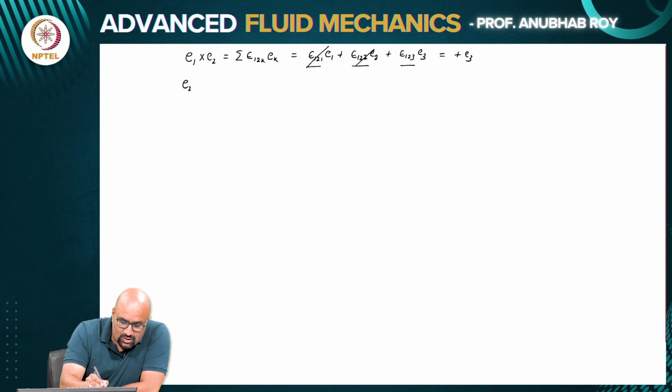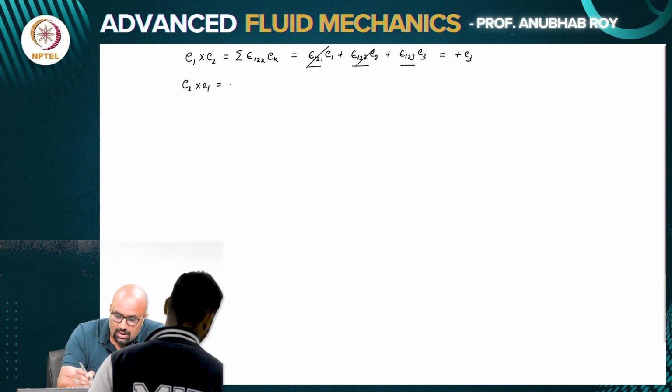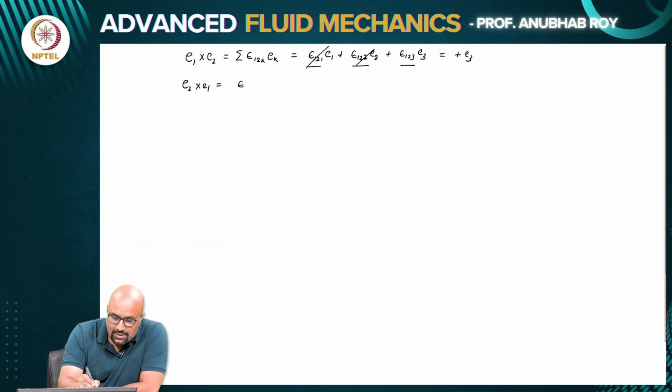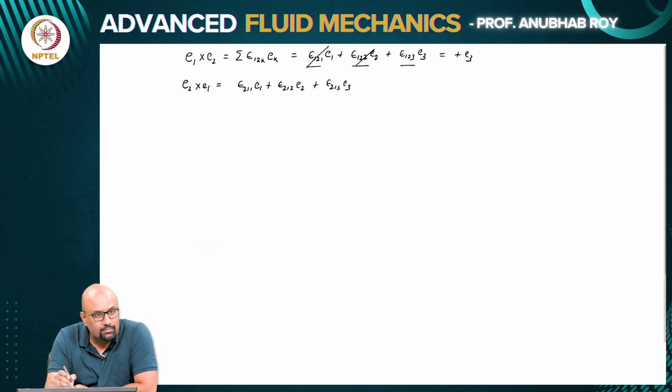If you repeat this with E2 cross E1, then I will have epsilon 2 1 1 E1, I am jumping directly to the expansion, epsilon 2 1 2 E2, epsilon 2 1 3 E3. And we see once again the first two vanish, and what I am left with is epsilon 2 1 3, which, if we recall from our definition of the permutation symbol, is minus 1.